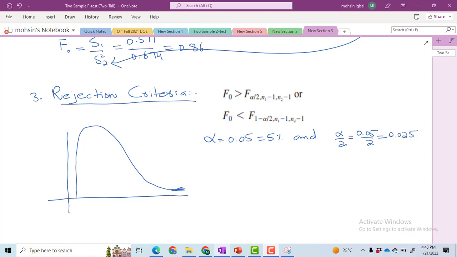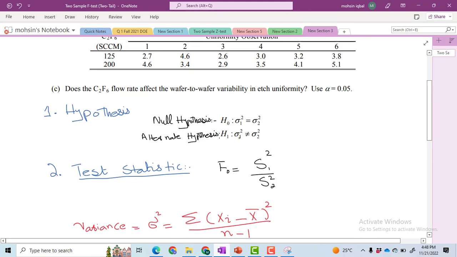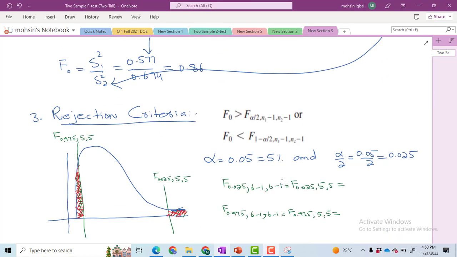Why did I divide it by 2? Because I have a two-tail test. Look at the hypothesis of two tails. So we have to divide this alpha value by 2. So these were my two rejection criteria when I put the values.